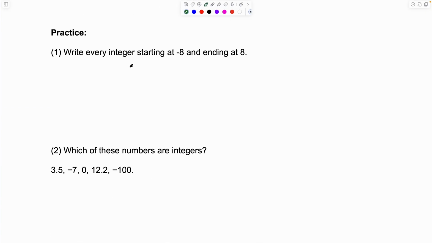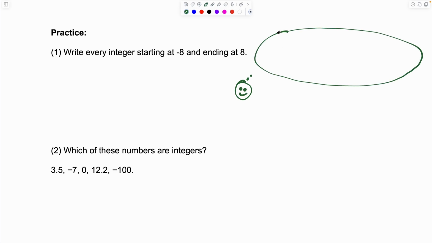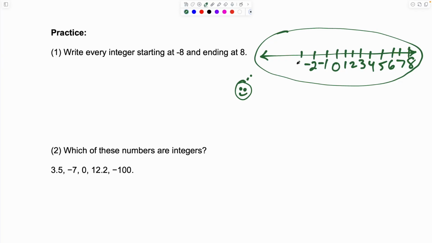Question 1, we're going to write every integer starting at -8 and ending at +8. So for this one here, what I think about is the number line. Just imagine the number line, and our number line is going to go all the way from -8 to +8. So the way the integers behave, we have the whole numbers here: 1, 2, 3, 4, 5, 6, 7, 8. This is going in the positive direction. We have 0, but then going in the opposite direction, we have the negative numbers: -1, -2, then we have -3, -4, -5, and so on.